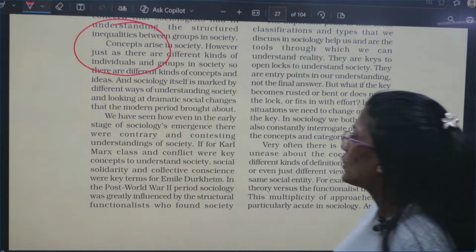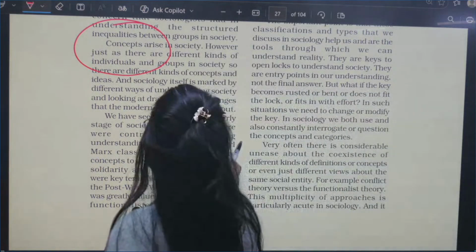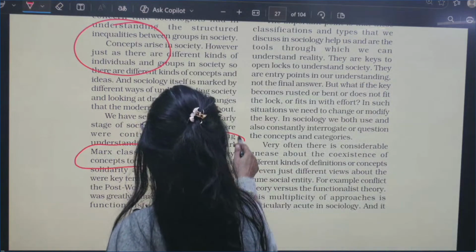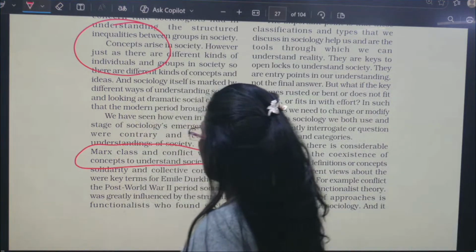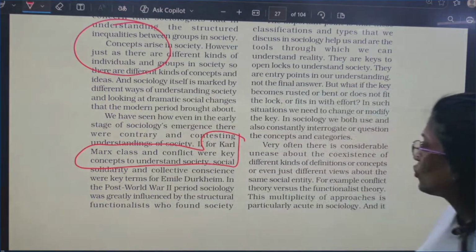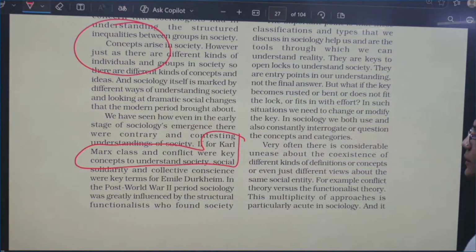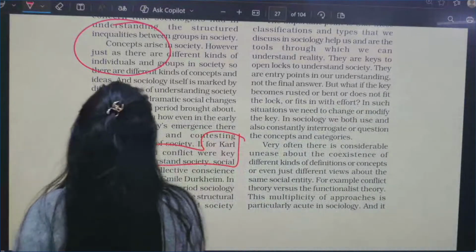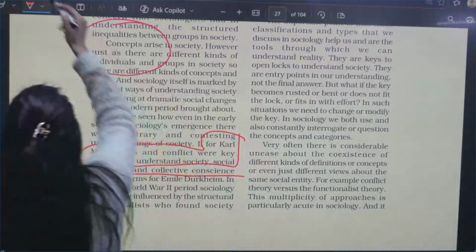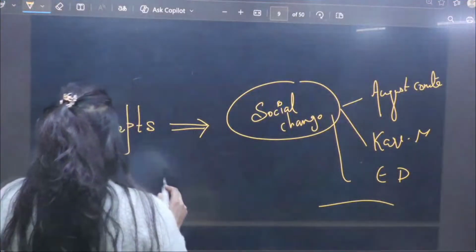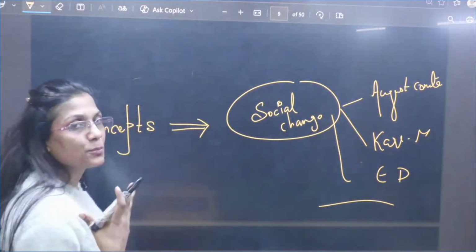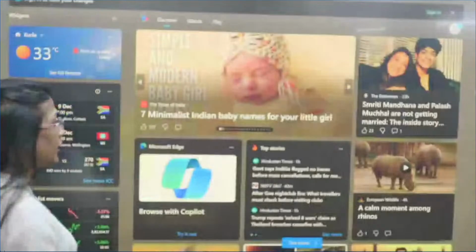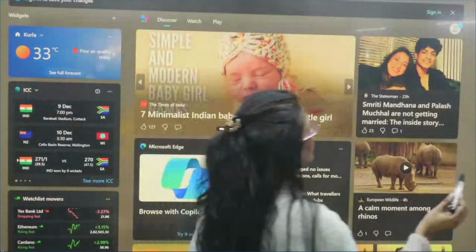Marx uses the concept called conflict. For Karl Marx, class and conflict were key concepts. For Emile Durkheim, solidarity and collective consciousness. Do not forget to write this, and write in a very subtle manner, because this is going to help you in your advance as well.